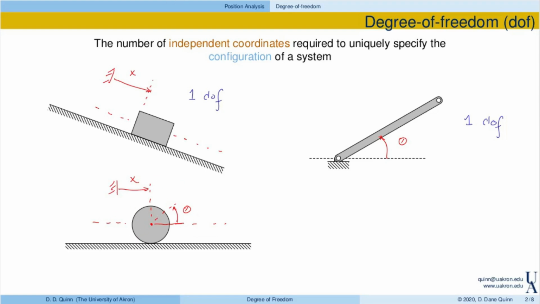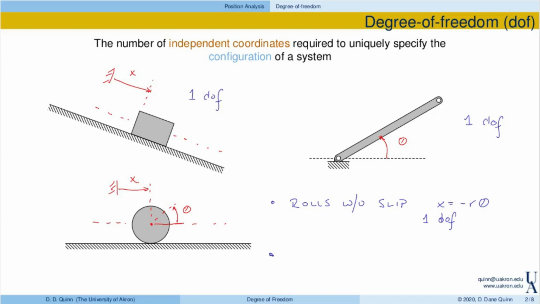Now there are some cases where these two things are tied together. So if this disk rolls without slip, then we have a constraint. In particular, the horizontal displacement to the right, x, is minus r times theta. This is our common rolling constraint. So the fact that these two coordinates are constrained means that I only need to know one in order to determine the other. And as a result, this would be a 1 degree of freedom system.